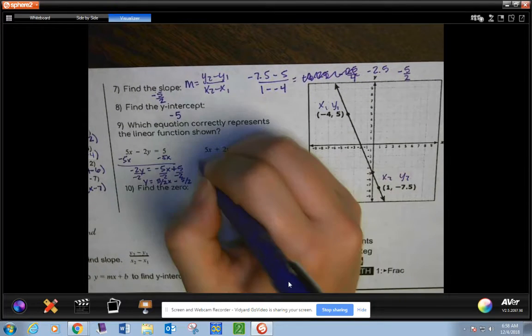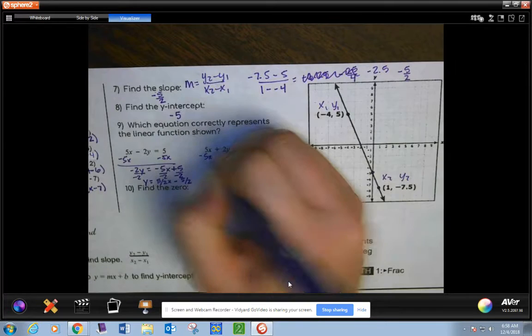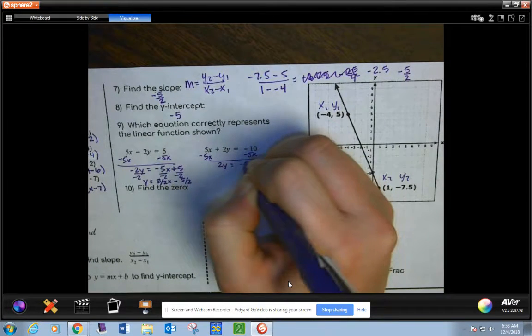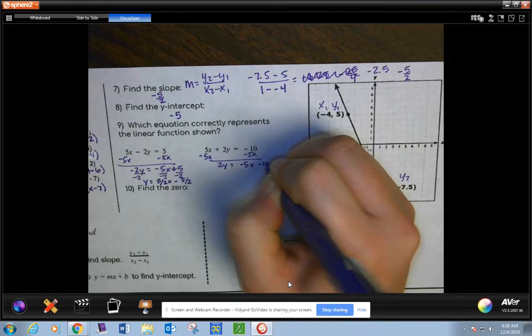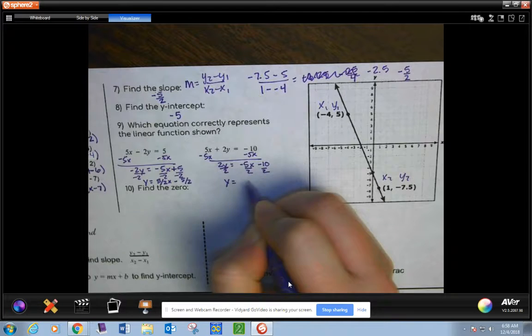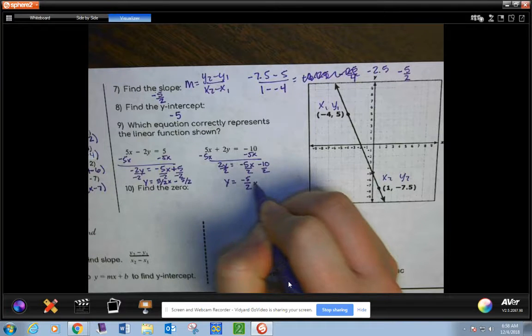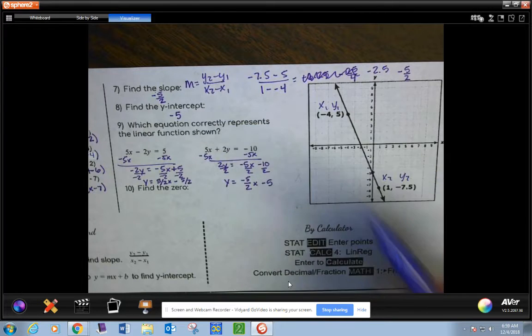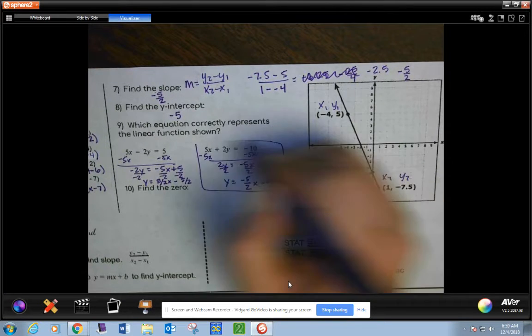So I'm going to come over here and solve the second one. I'm going to do negative 5x also. That gives me 2y equals negative 5x minus 10. I'm going to divide everything by 2, and that gives me y equals negative 5 over 2x minus 5. That is my slope and my y-intercept. So this is the equation that matches the graph.